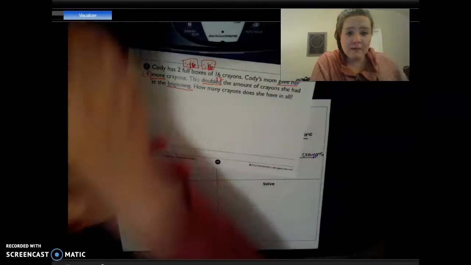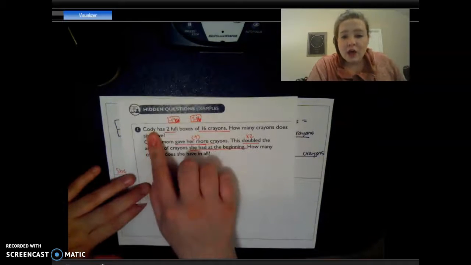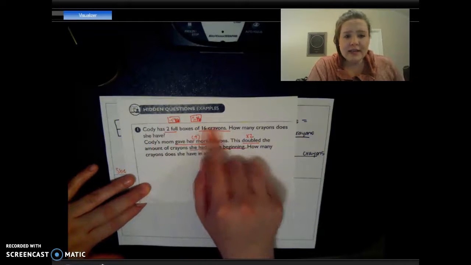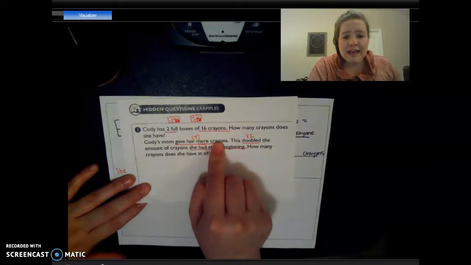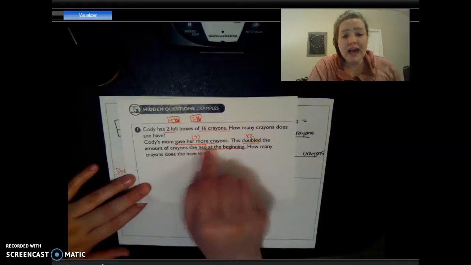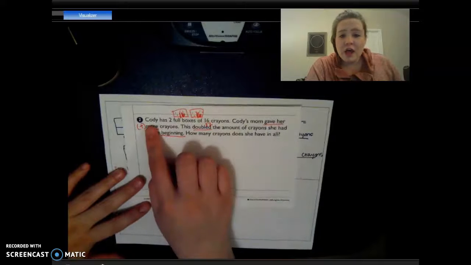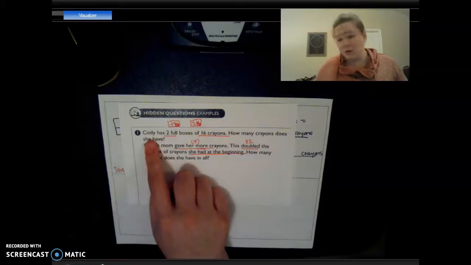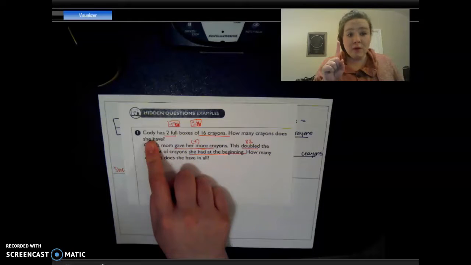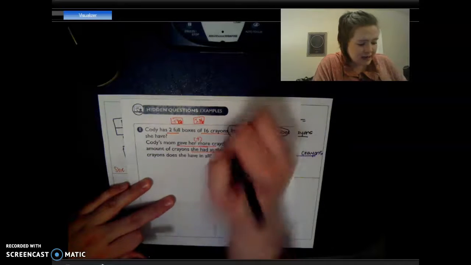So let me go over to my screen so you can still see me, but also see the word problem. Yesterday our word problem said, Cody has 2 full boxes of 16 crayons. How many crayons does she have? Then Cody's mom gave her more crayons. This doubled the amount of crayons she had at the beginning. How many crayons does she have in all? Then we identified the secret question: how many crayons does she have? This was the first secret question that we had to identify. There's only going to be one secret question, not multiples.